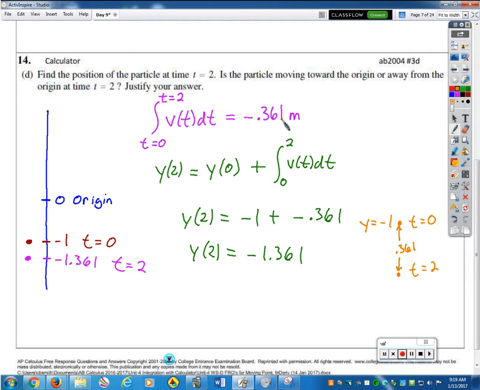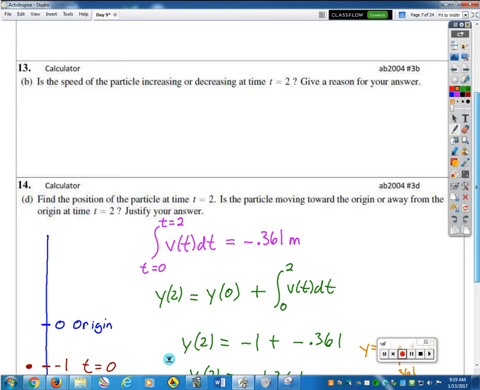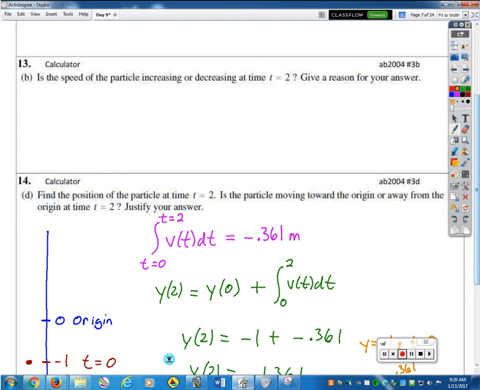Sorry, I just want to check. So on number 13, it's part of the same problem. It says, is the speed of the particle increasing or decreasing at t equals 2? So for that, don't you just take the integral from 0 to 1 and see, because at that point it's only changing 0.017, and then because at 2 it changes more, that means it's increasing. Oh, great question.